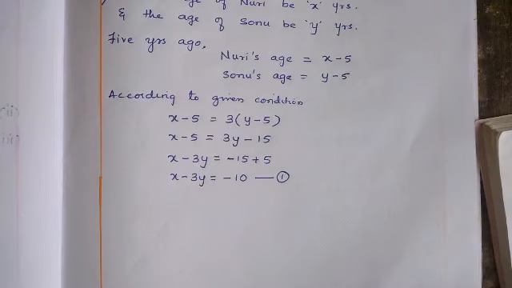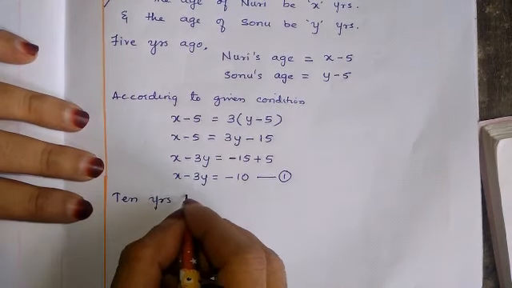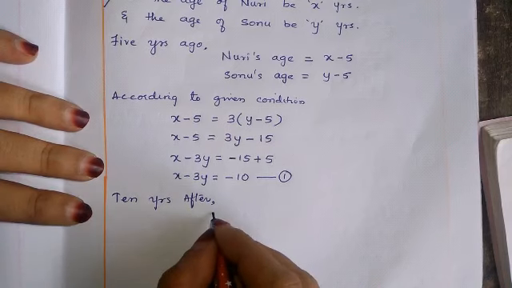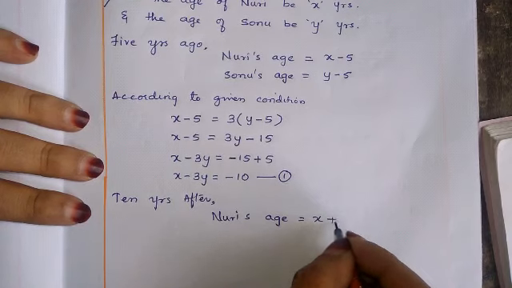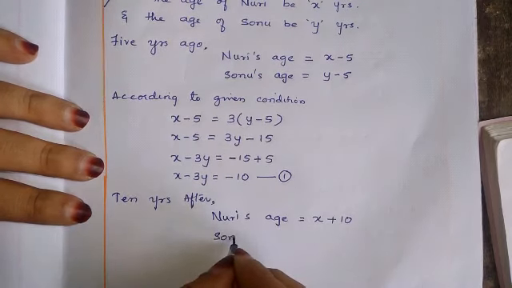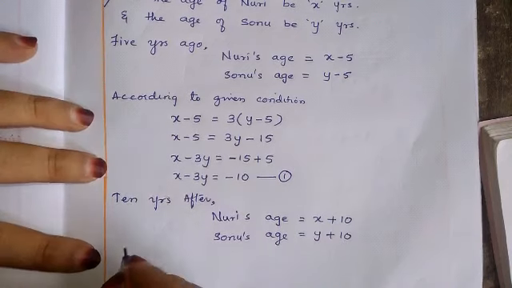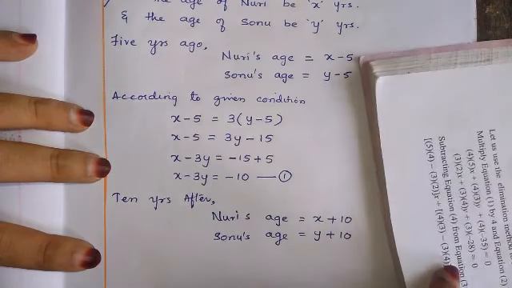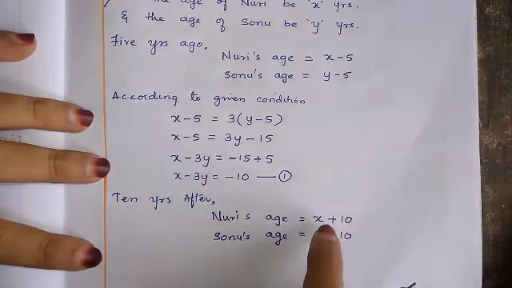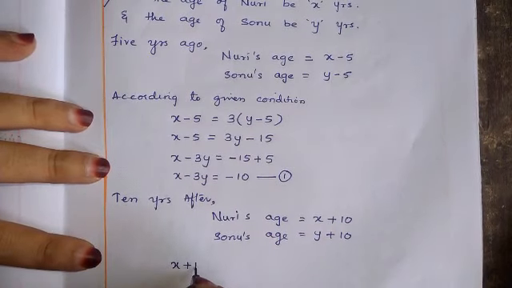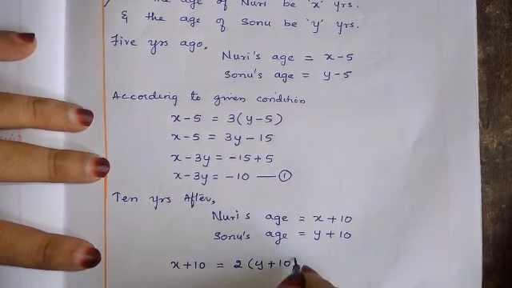Now we have the second condition. 10 years later, in the sense after 10 years, Nuri's age will be x plus 10, and Sonu's age will be y plus 10. According to the given condition, Nuri will be twice as old as Sonu. I have written this.